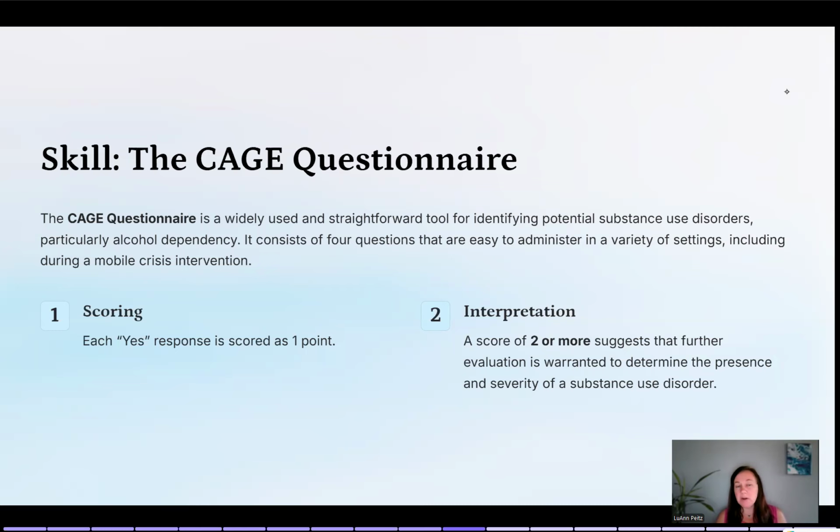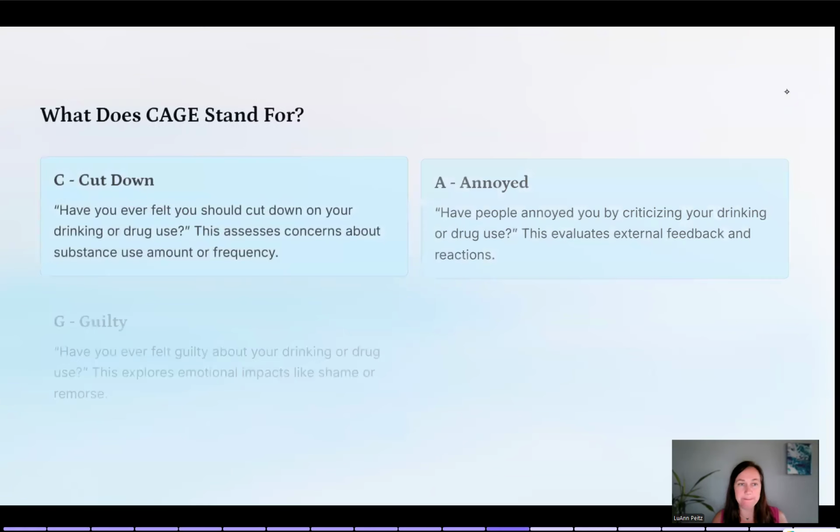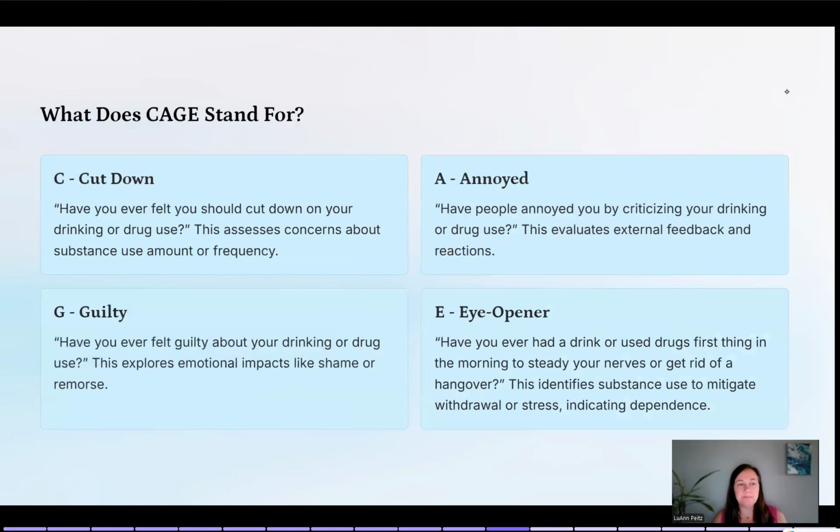So here's the scoring. If the person says yes to a question, it's scored as 1 point. A score of 2 or more suggests that further evaluation is needed to determine the presence and severity of substance use disorder. So what does CAGE stand for?